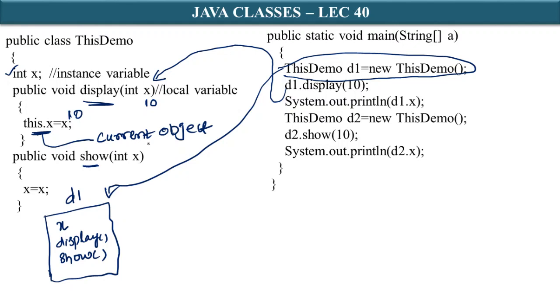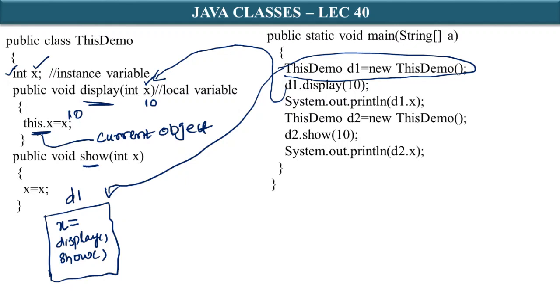I am repeating it 100 times: this always refers to the current object. Now, which one is the current object? D1 is the current object. This dot x means what? In the previous slide we were saying that the this keyword is used to differentiate between the instance variable and the local variable. Which one is the instance variable? This x. Which one is the local variable? This x. They have the same name. There is a clash between the instance variable and the local variable.